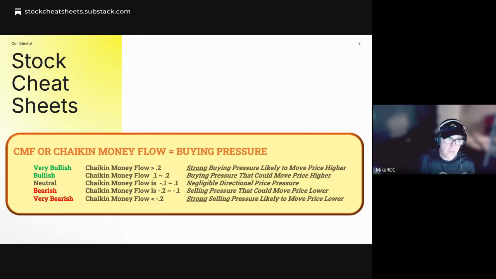Okay. So Chaikin money flow again. Institutions are acquiring stock when we're very bullish, above 0.2. When we're very bearish, institutions are dumping stock, or sometimes we'll call this puking stock, below negative 0.2. And anything in between is a different permutation of money flow. The higher the number, the more bullish. The lower the number, the more bearish.